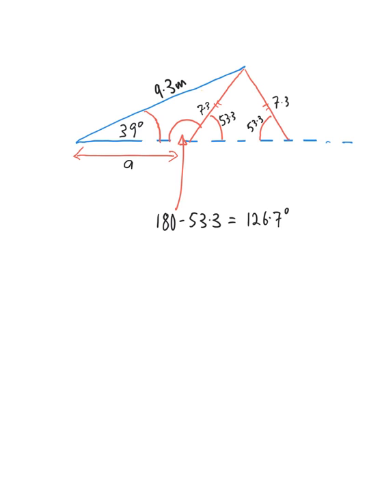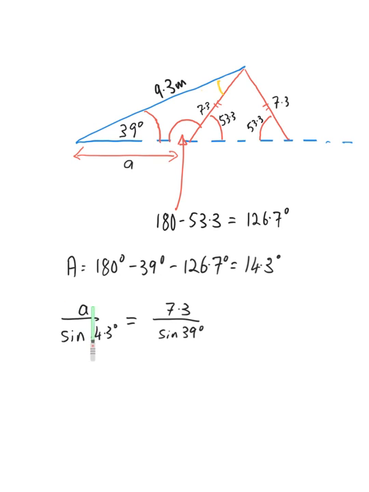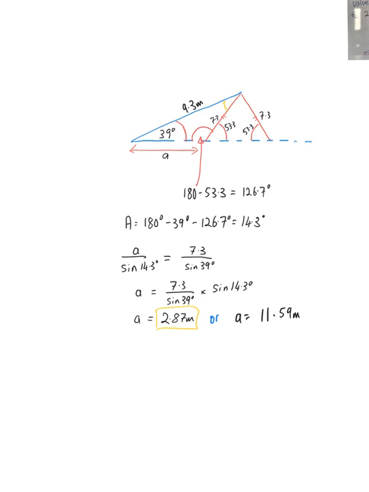To find the other possible value of A, we go through the same system. First, we need to calculate the angle opposite A. Then we use the sine rule to find side A. So A, the side we want to find, divided by sine of the angle opposite, is equal to 7.3 divided by sine of the angle opposite. Now solving this gives us 2.87 meters. So our two solutions are 2.87 meters or 11.59 meters.